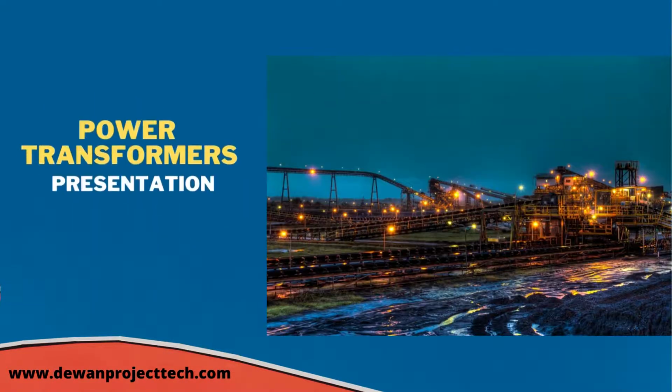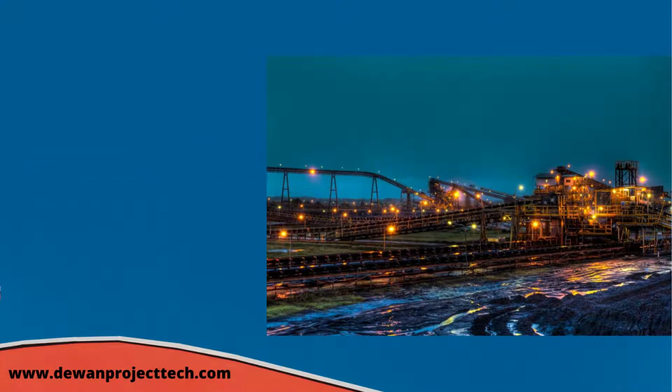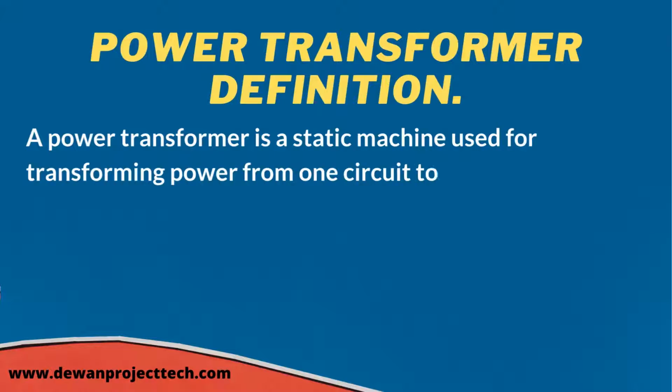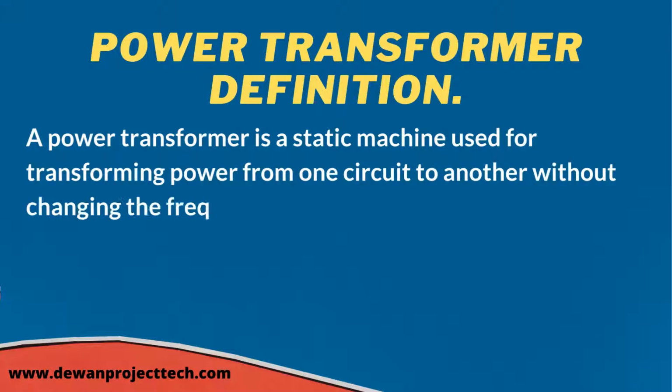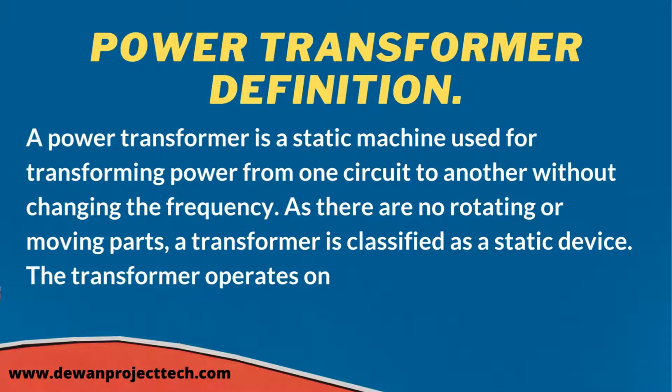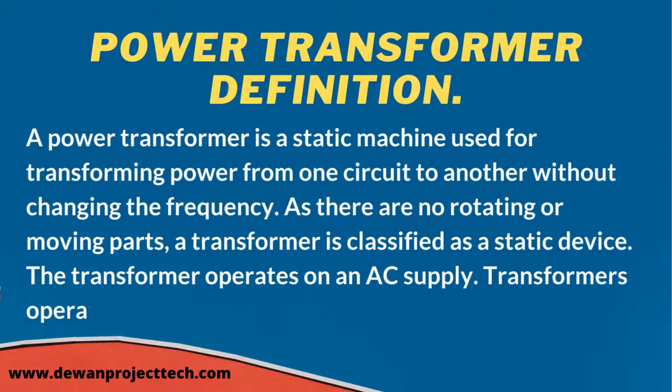Power transformers. Presentation. Power transformer definition. A power transformer is a static machine used for transforming power from one circuit to another without changing the frequency. As there are no rotating or moving parts, a transformer is classified as a static device. The transformer operates on an AC supply. Transformers operate based on the principle of mutual induction.